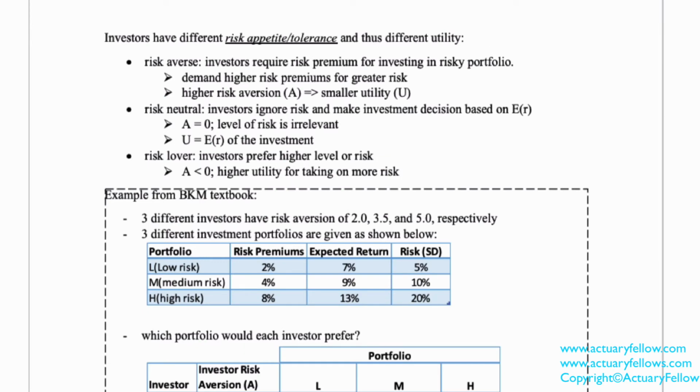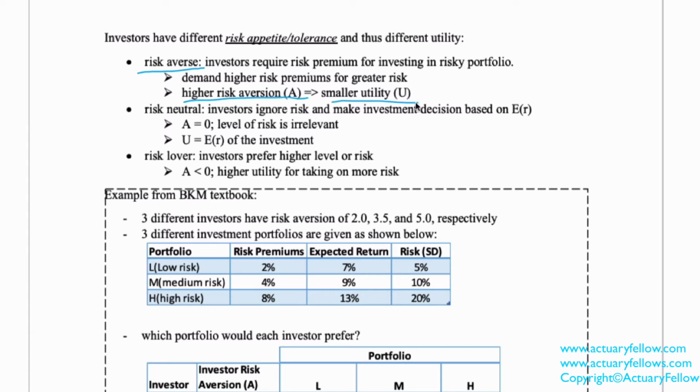Now let's go over the different types of investors' risk aversion. Investors have different risk appetite or tolerance. When they face the same investment option, they have different utility. Risk-averse investors require risk premium for investing in risky portfolio. They demand high risk premiums for greater risk. For higher risk aversion A, their utility is smaller.